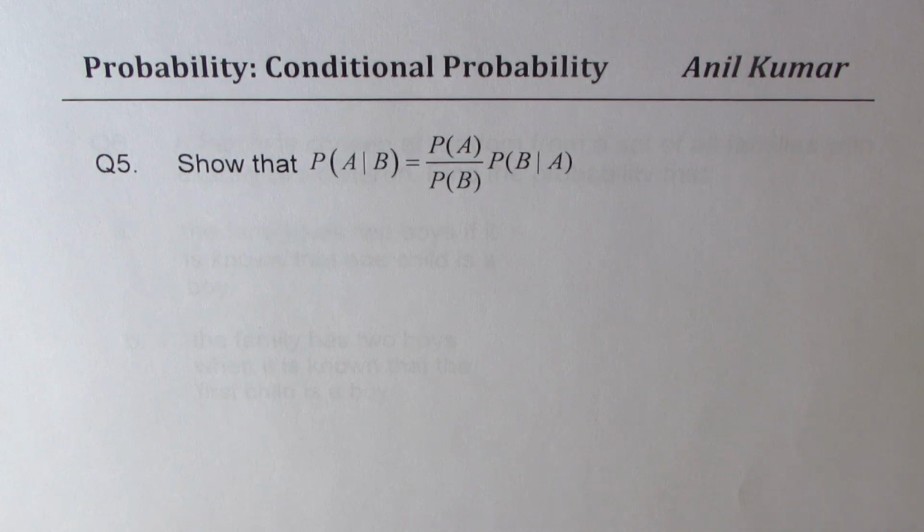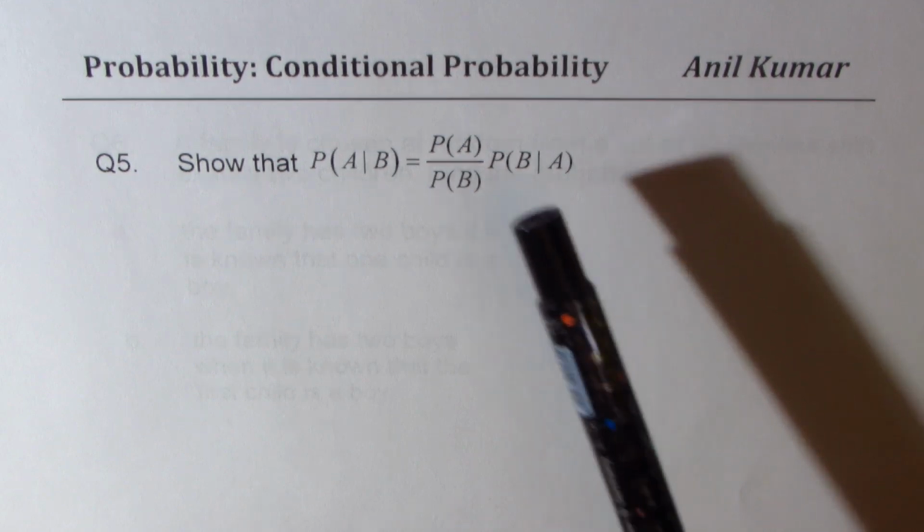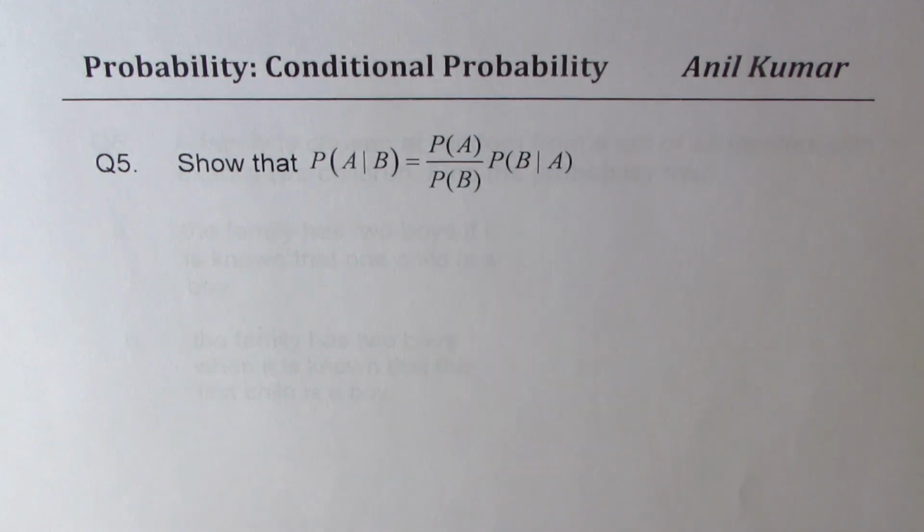We need to show that probability that A happens when B has occurred is probability of A divided by probability of B times probability of B when A occurs. Now this is a very useful formula which can be used many times.